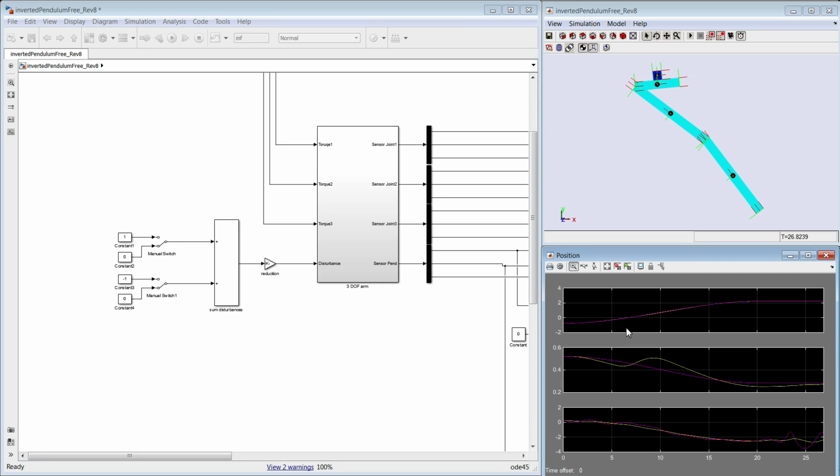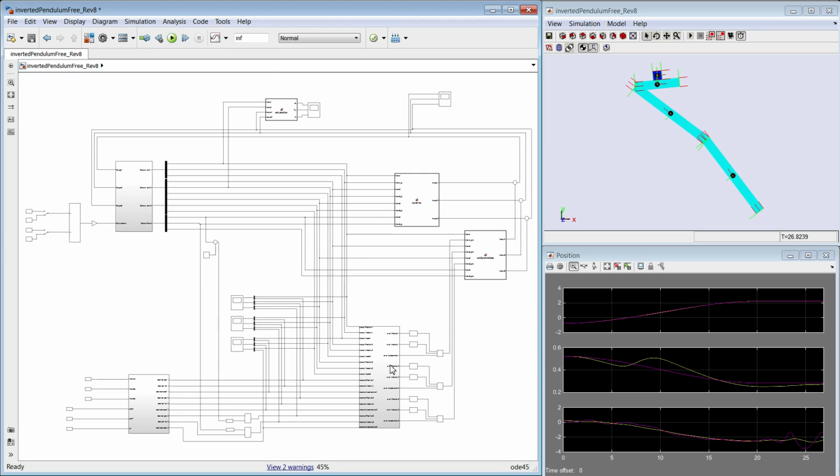You can see that the first joint is able to follow the trajectory pretty well compared to the second and third joint, which are more greatly affected by the moving mass. So this is able to accomplish this task in slightly under 20 seconds, and I hope to improve it in the near future.